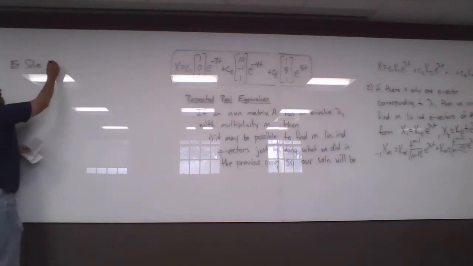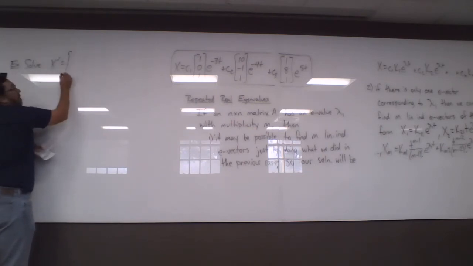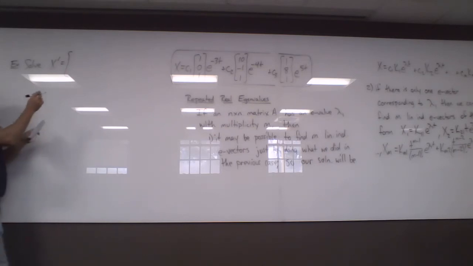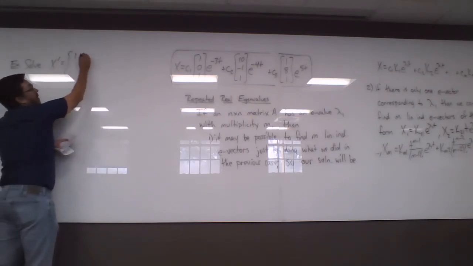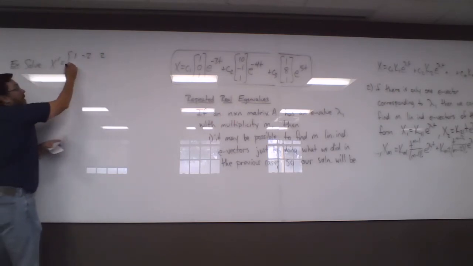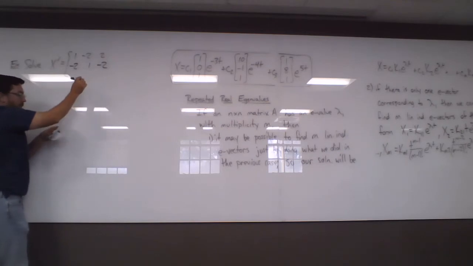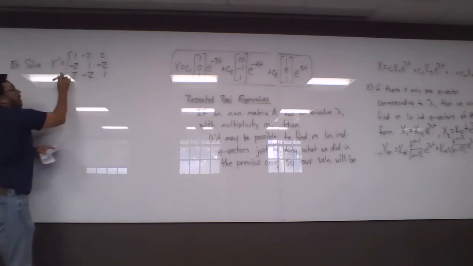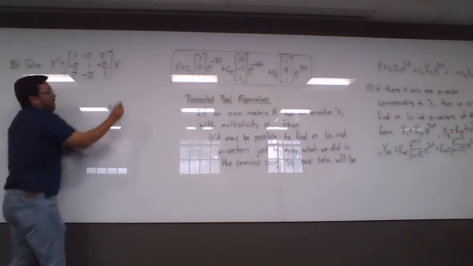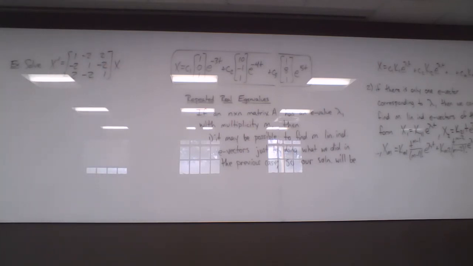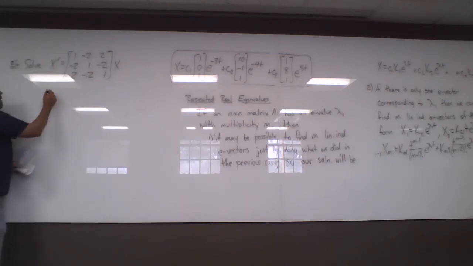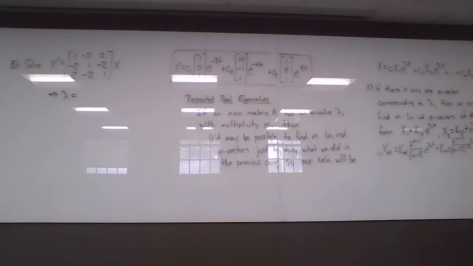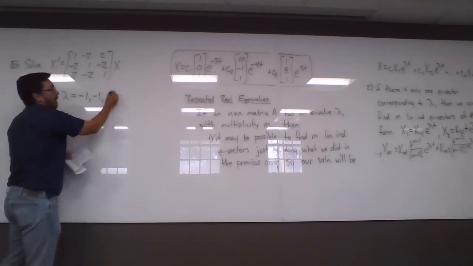Solve the system of equations x prime equal to the 3x3 matrix 1, negative 2, 2; negative 2, 1, negative 2; and 2, negative 2, 1, times my vector x. As I've already said, find the eigenvalues, just the easiest way to plug in. You'll end up with lambda equal to negative 1, negative 1, and 5 in this case.